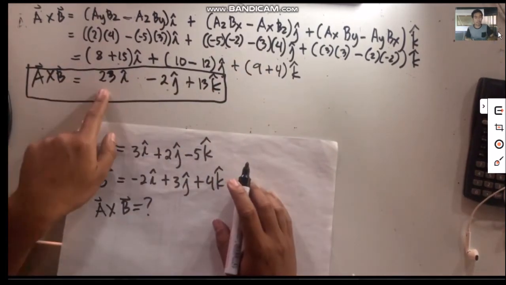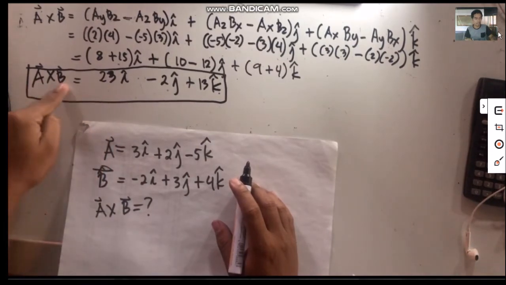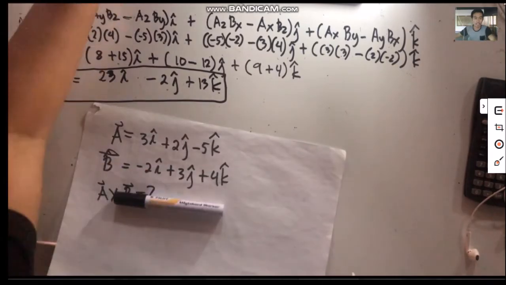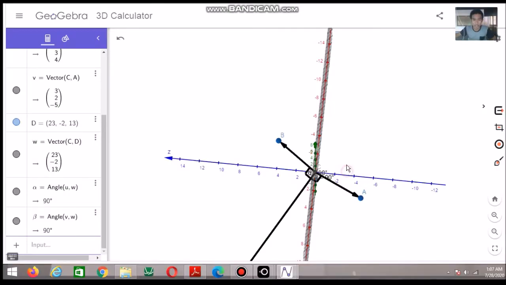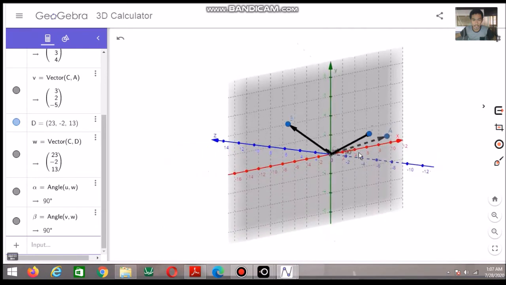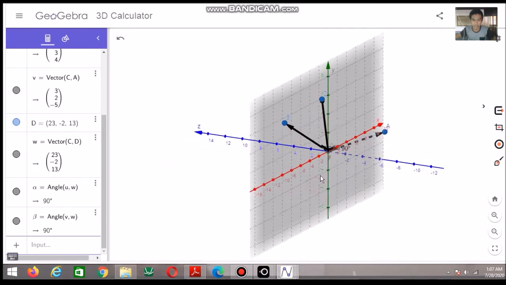So this vector should be perpendicular to vector A and perpendicular to vector B. So let us check. These are the two given vectors, vector A and vector B. The product is this one, but I named that as vector D.